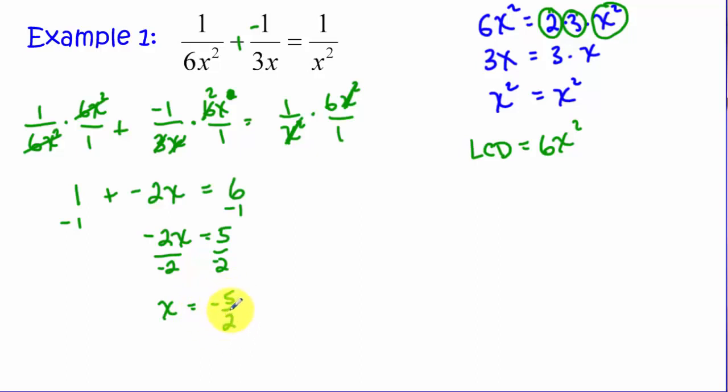Now we check, if I put negative 5 halves into these denominators, it will not cause any of them to be 0. The only value of x that would cause these denominators to be 0 would be 0. So that's not one of our solutions. This is good. This is not extraneous, and that's our answer to number 1.